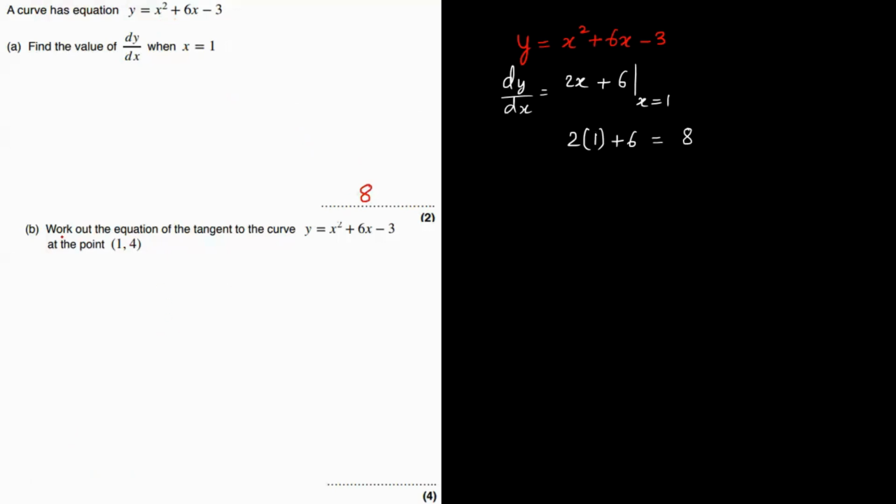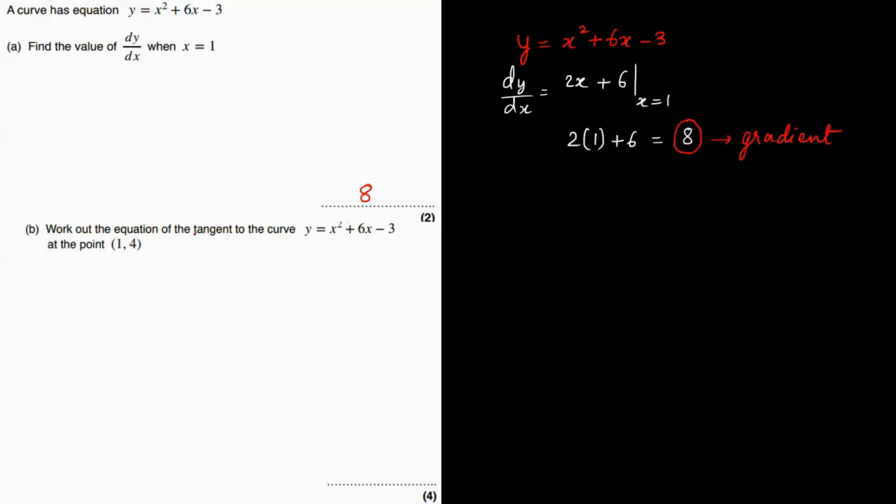The second part says, work out the equation of the tangent to the curve y equals x squared plus 6x minus 3 at the point (1, 4). They have given the point. We have the gradient, this is the gradient of the tangent, and we have the point. Let's find out the equation of the tangent.